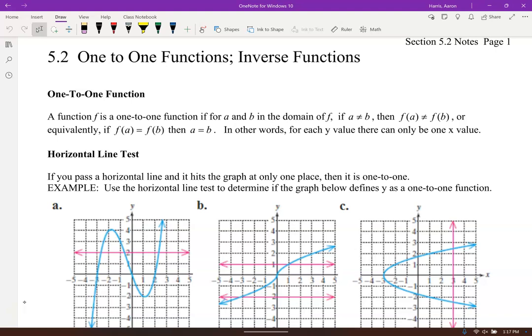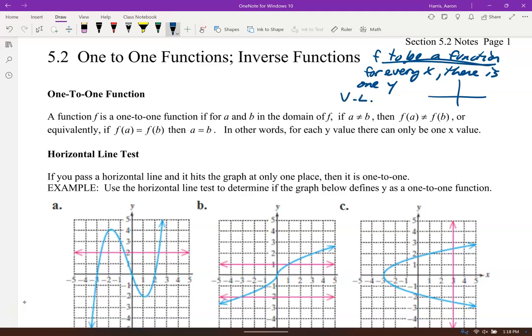First of all, for f to be a function, if you remember, for every x there is one y. Do you remember that? In other words, it had to pass the vertical line test just to be a function, right? So for example, x squared, does it pass the vertical line test? Yeah, it only hits once, right? So to be a function, it's got to pass the vertical line test first of all.